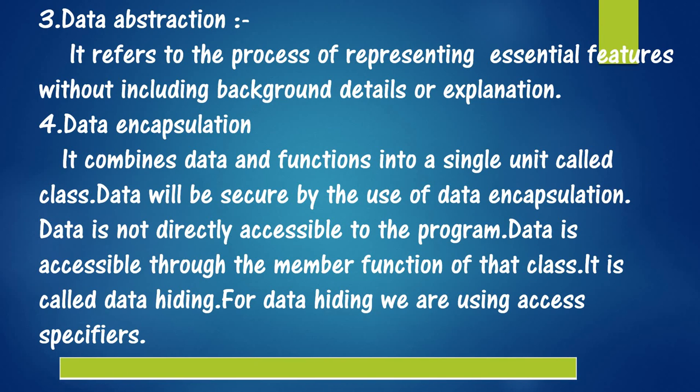The fourth characteristic is data encapsulation. That is wrapping up, covering, or combining data and function into a single unit called class. Using this data encapsulation, we can give more security to the data. That process is called data hiding. We can hide the data using access specifiers. What are the access specifiers? Private, public, protected.